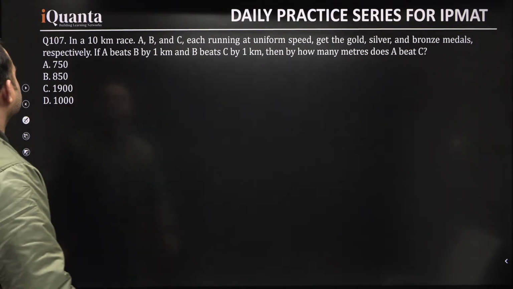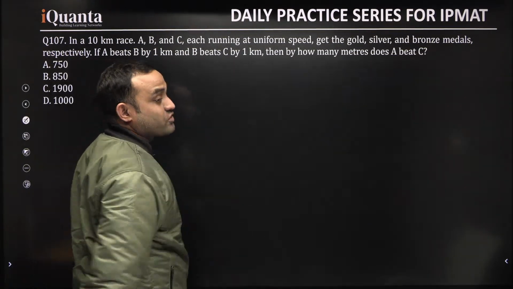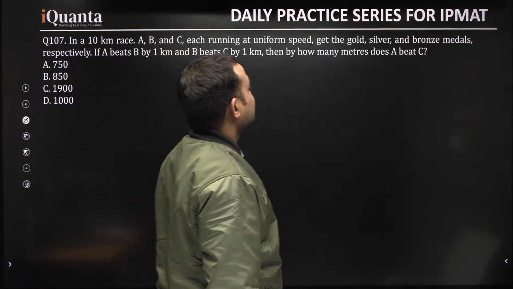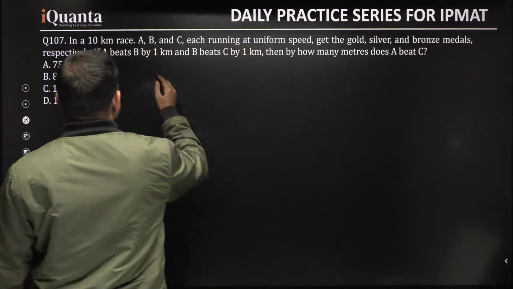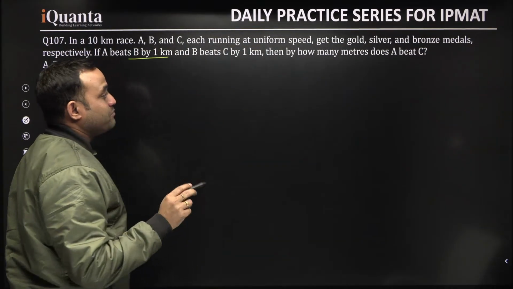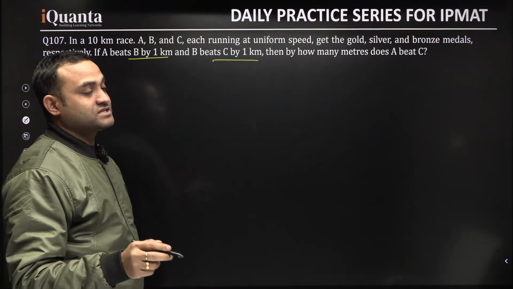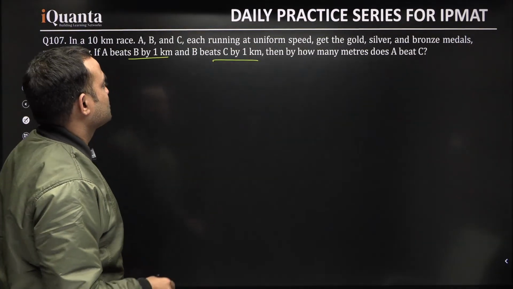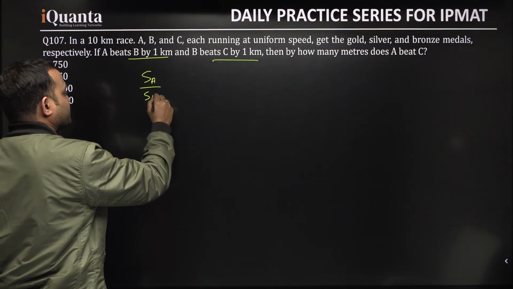So this question: in a 10 kilometers race, A, B and C, each running at uniform speed, get the gold, silver and bronze medals respectively. If A beats B by 1 kilometer, and B beats C by 1 kilometer, then by how many meters does A beat C? So what we can say, first of all, is speed of A upon speed of B.